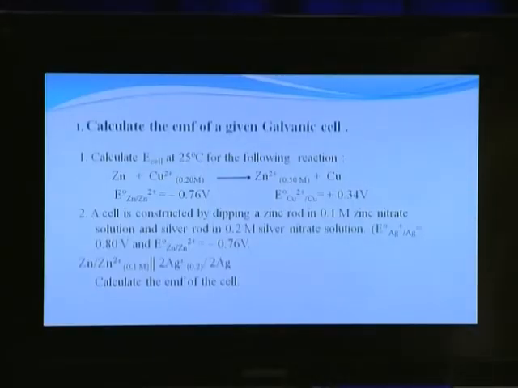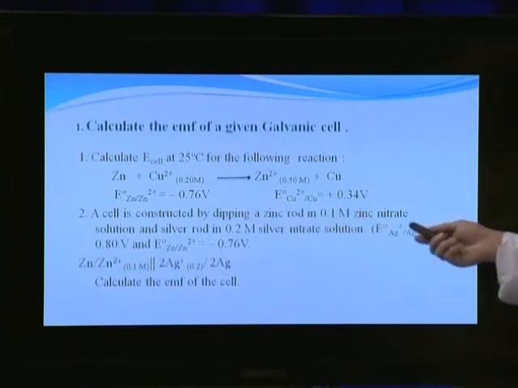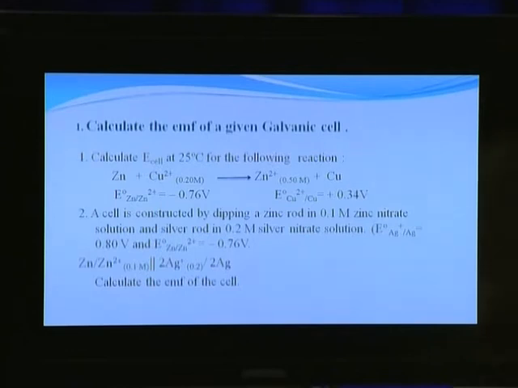Let's look at the first question. Calculate E cell at 25 degrees for the following reaction. The reaction is given, and the standard electrode potentials of both electrodes are given. Please try it yourself. I'll give you some time. Use the formula given in the previous slide and solve this question.